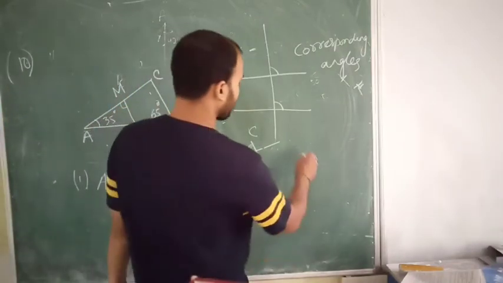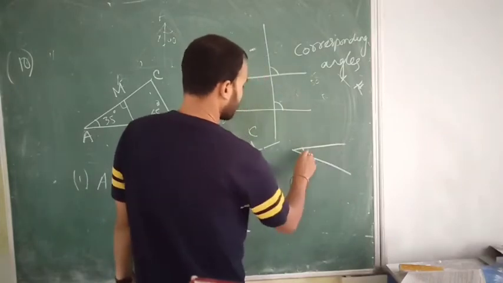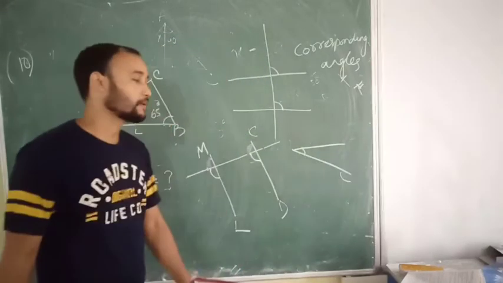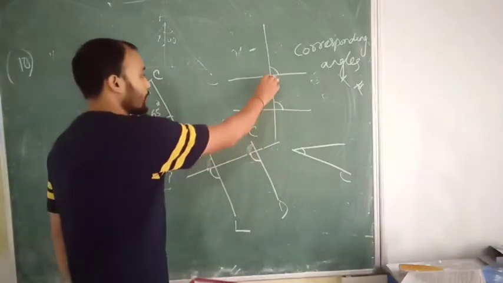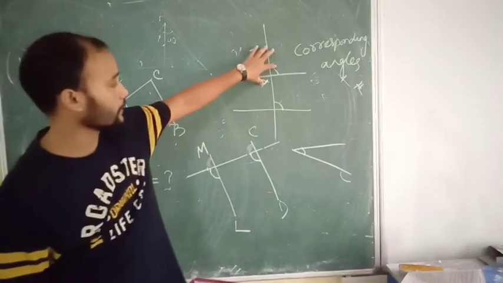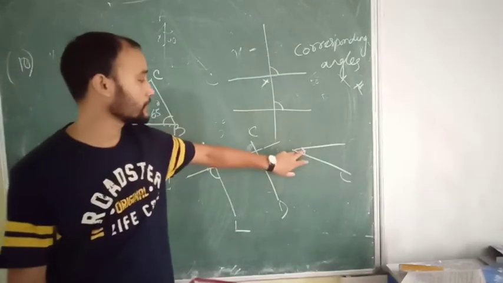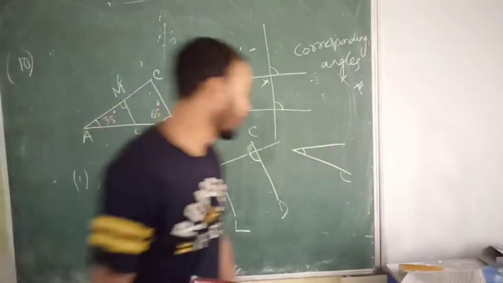Suppose this angle and this angle is known as alternate angle. This is known as corresponding angle. These are corresponding angles. This angle and this angle are called vertically opposite angles. These are also the same. This and this is a vertically opposite angle. This is a corresponding angle. This is alternate angles. Such types of properties are there.